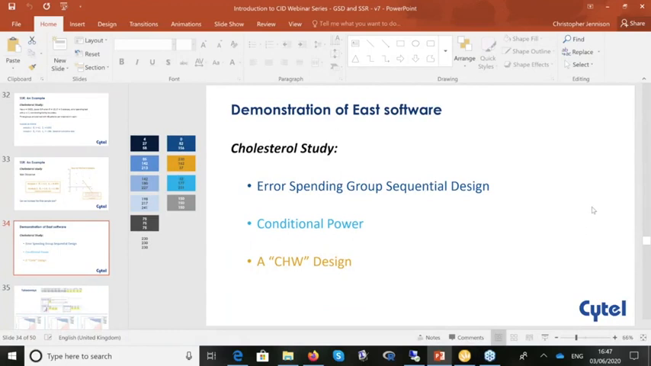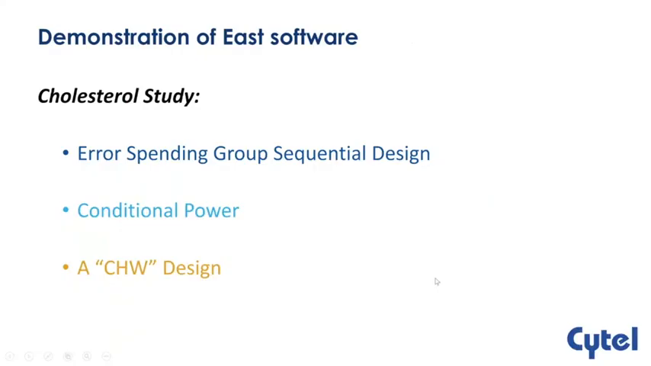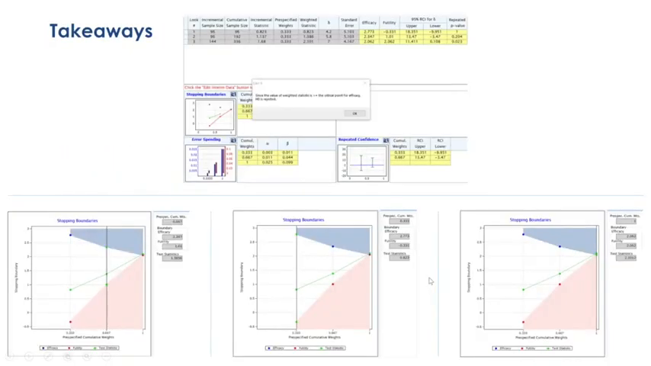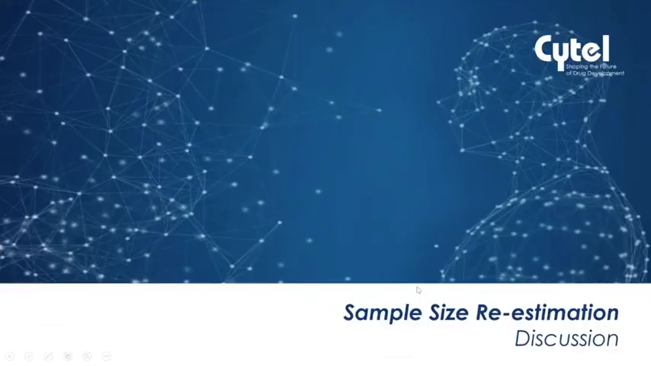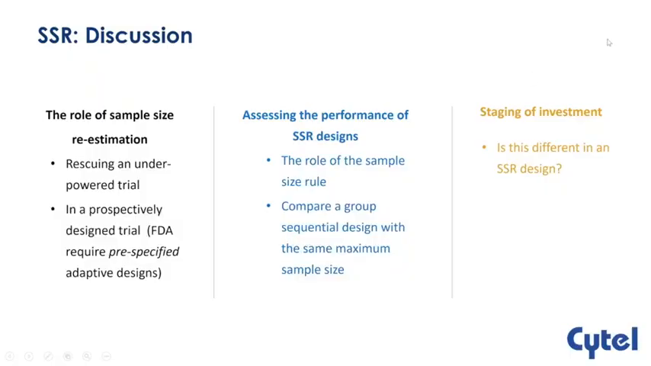Okay, so let's go back to our PowerPoint. We have a snapshot. That's just showing some of the output from the East session that we've seen. And let's have a short discussion. I think in the interest of time, I should be very brief here.